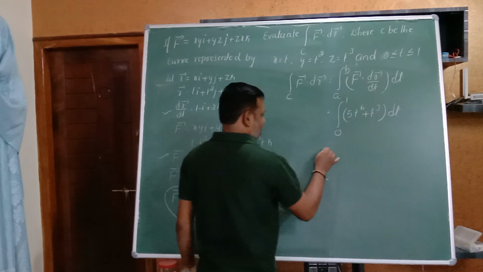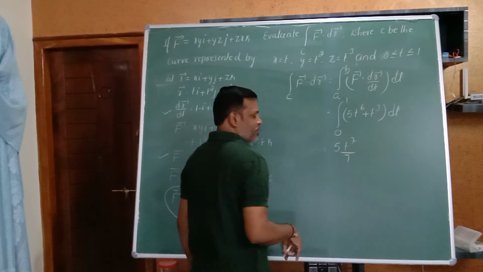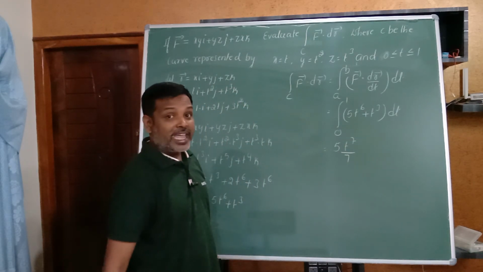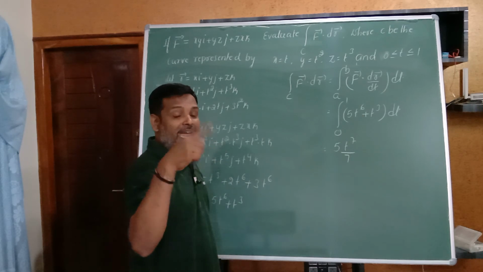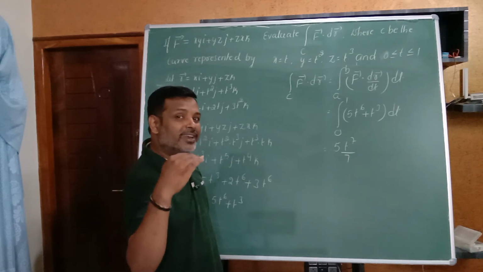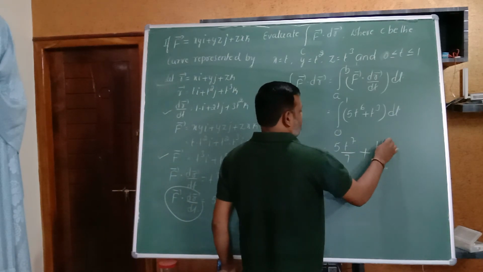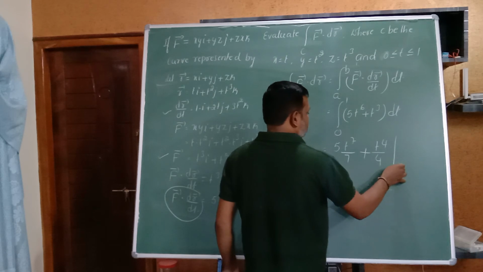Now you have to integrate that. 5 into t power 6 gives t power 7 divided by 7. How is it? The integral of x power n is x power n plus 1 divided by n plus 1. The power goes on increasing and the same increased power is divided in the denominator. Plus t cube gives t power 4 divided by 4, from 0 to 1.